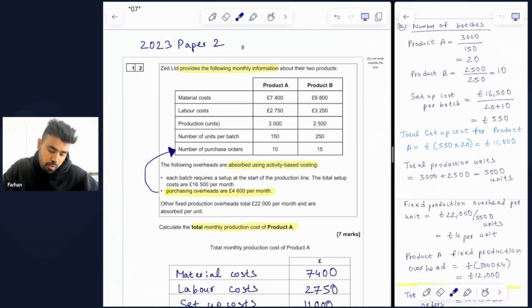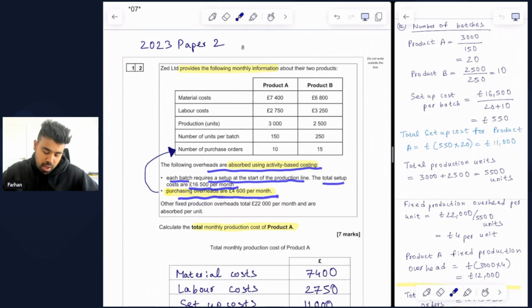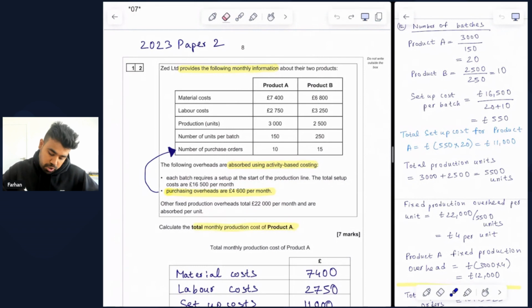Zen Limited provides the following monthly information about their two products. So we have product A and product B, and you have been given the relevant material costs, labor costs, the production in units, and other information. The following overheads are absorbed using activity-based costing. Each batch requires a setup at the start of the production line. The total setup costs are £16,500 per month. Purchasing overheads are £4,600 per month, and other fixed production overheads are £22,000 per month. So the requirement is to find the total monthly production cost for product A.